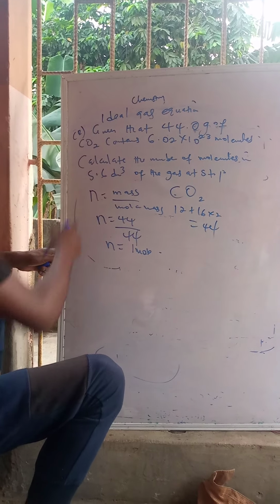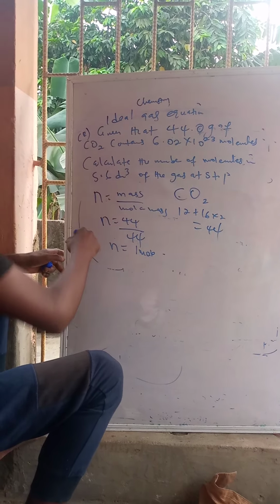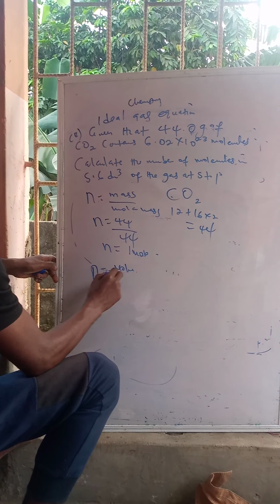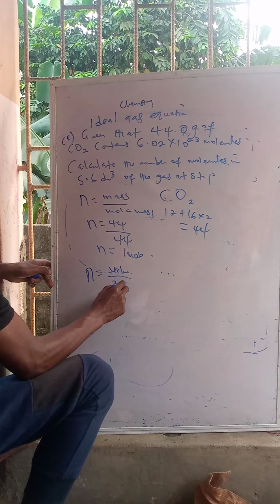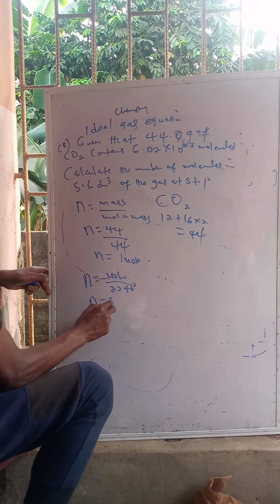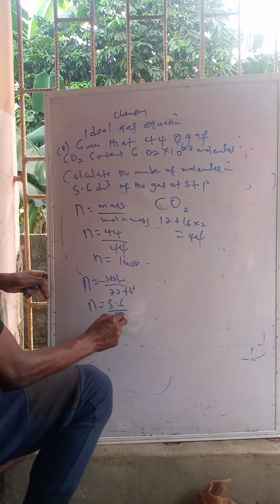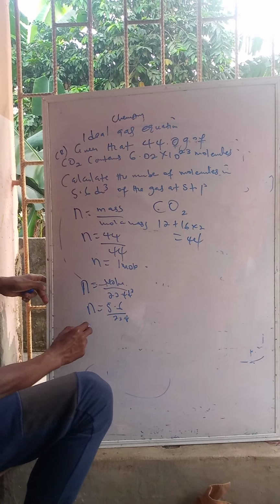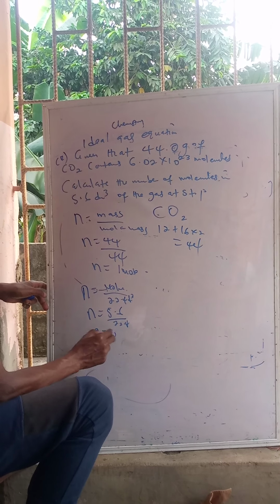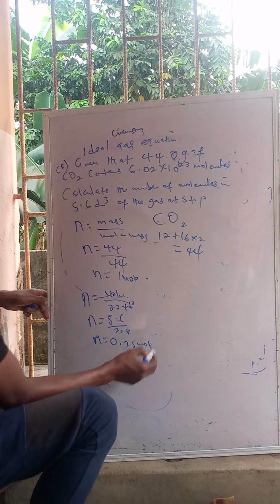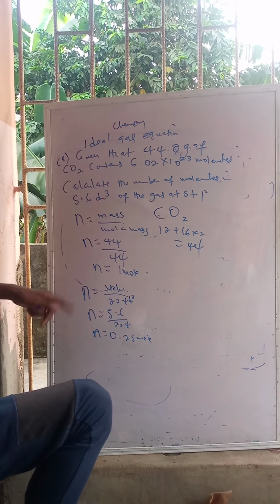So now we can find another number of mole for this one here. Number of mole is equal to what? Volume occupied over what? 22.4 dm cube. So the number of mole here will be equal to 5.6 over 22.4. So what are we going to have here? 0.25. So n is equal to 0.25 mole in respect to the volume there.